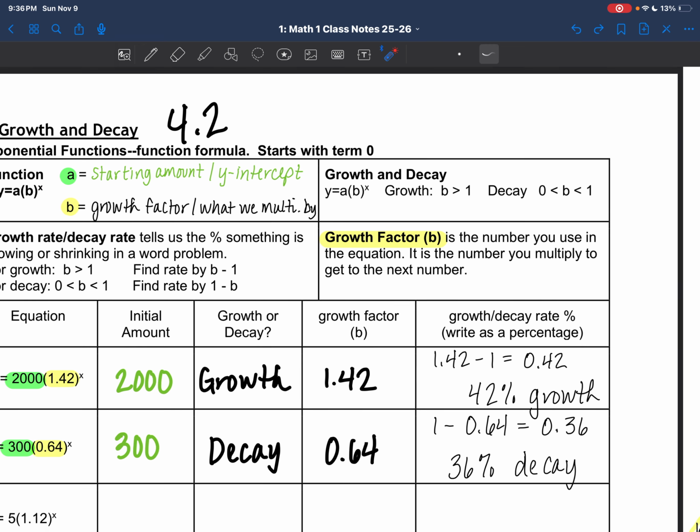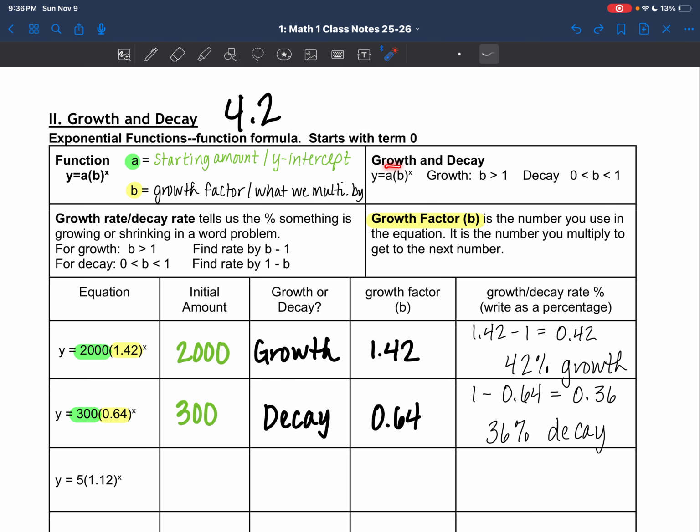There's a couple things to remember about growth and decay. This is your formula. Growth is if B is greater than 1. It's decay if B is between 0 and 1. So that's how you can tell: if it's between 0 and 1, it's decay. If it's greater than 1, it's growth. The growth rate and decay rate tell us the percent something is growing or shrinking.